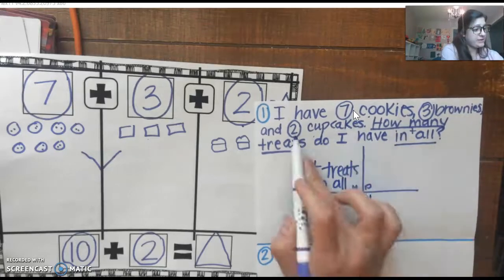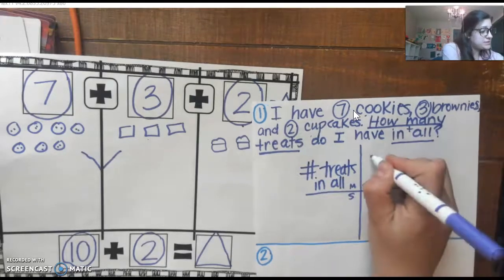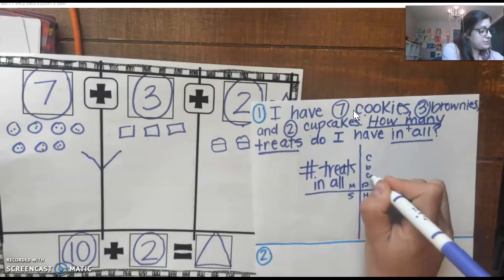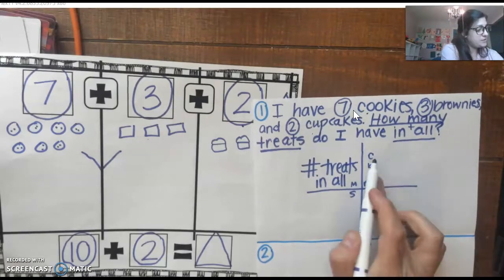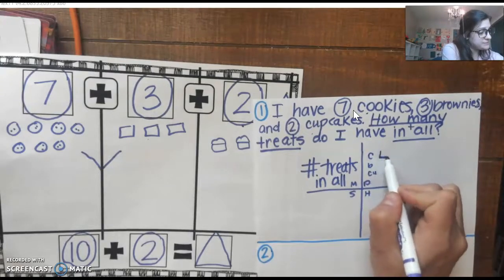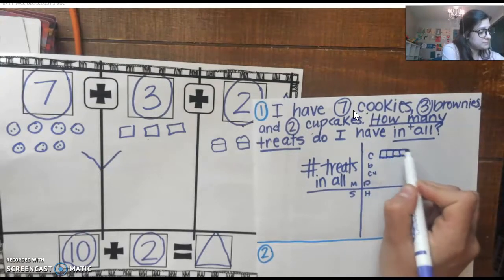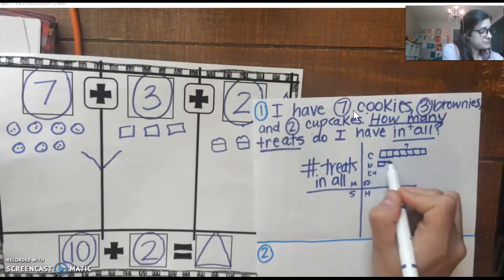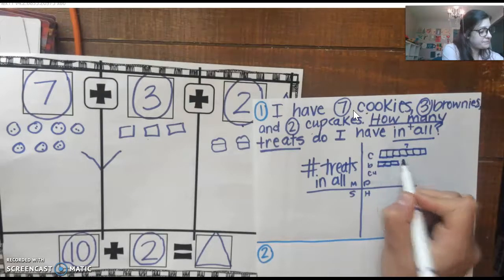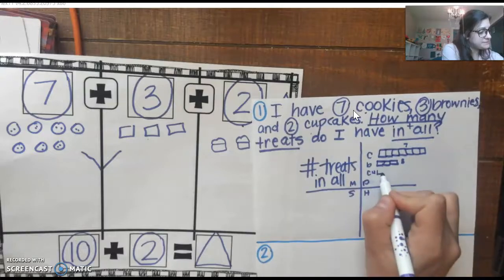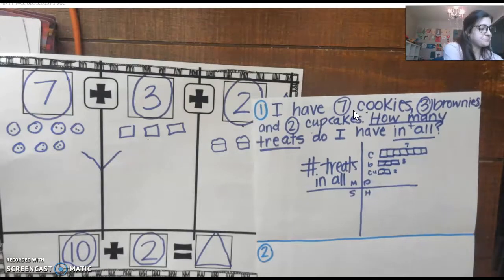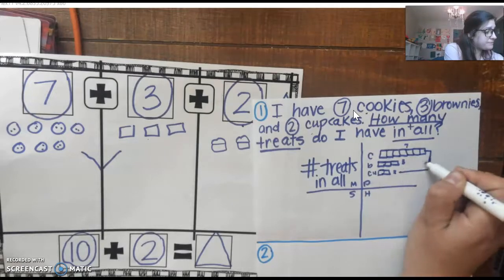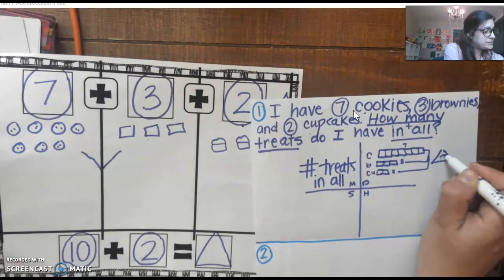Details. I have 3 add-ins, so I'm going to do a C for cookies, a B for brownies, ooh, and a CU for cupcakes. Draw my 7 cookies. My 3 brownies, make sure to line them up, and my 2 cupcakes. Since I'm going to add them all together, I need to bracket them to get my whole.